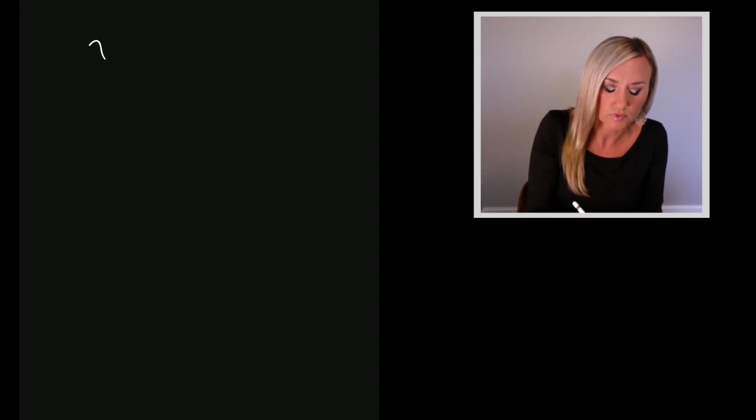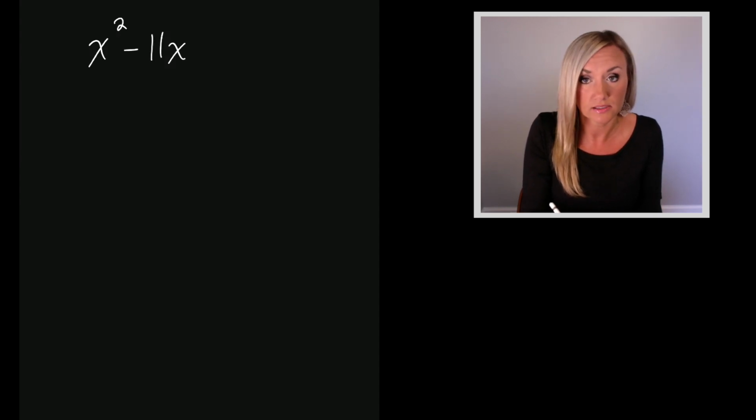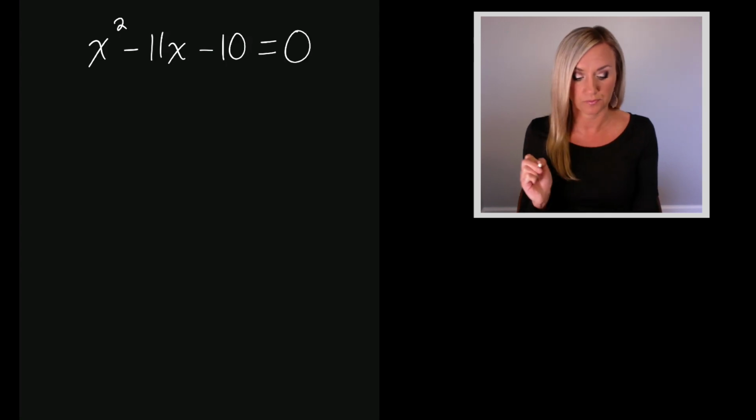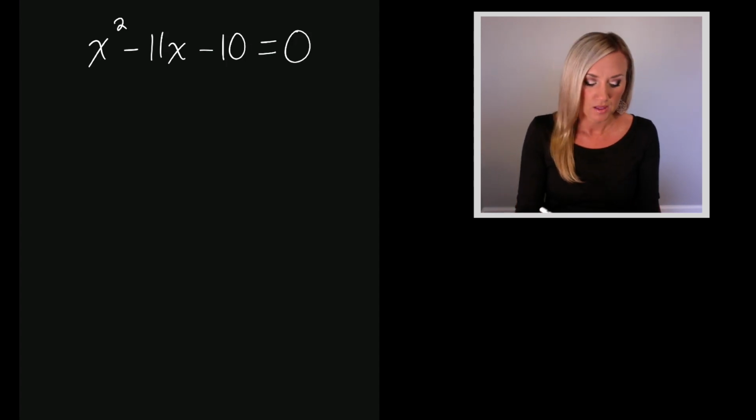Alrighty, so let's do another example together, and then the third example for today is on your own. All right, so let's do x squared minus 11x minus 10 equals 0. Our whole goal is we would like to solve for x. We want to get x by itself.